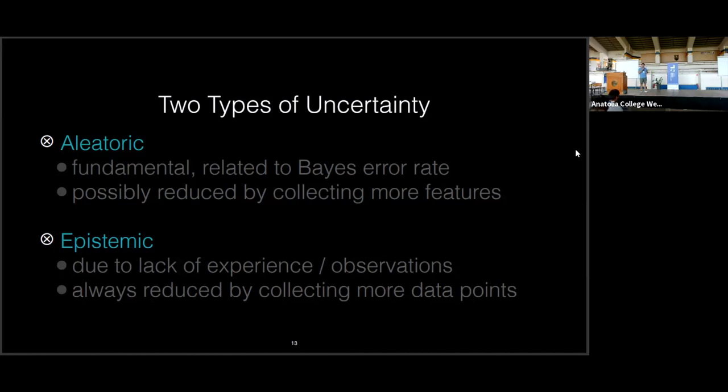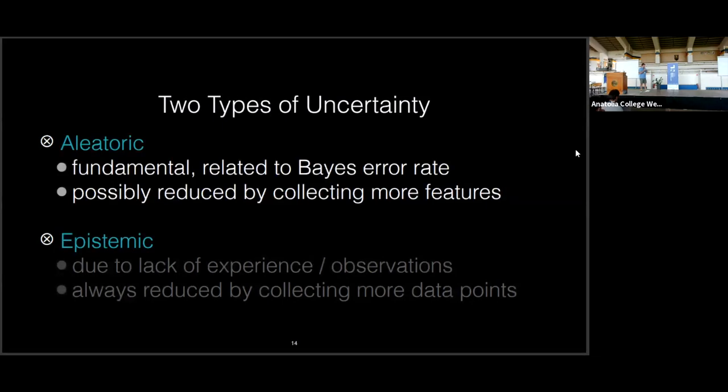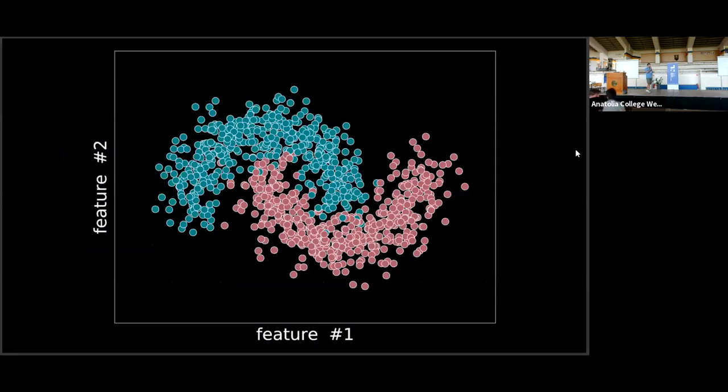So the first is called aleatoric. You can think of this as fundamental uncertainty, and it's related to the Bayes error rate. I'll show an example in a minute, but it's basically uncertainty that's irreducible even under collecting more data. The only way you can get around it is possibly to collect more features. And so I'll give an example now.